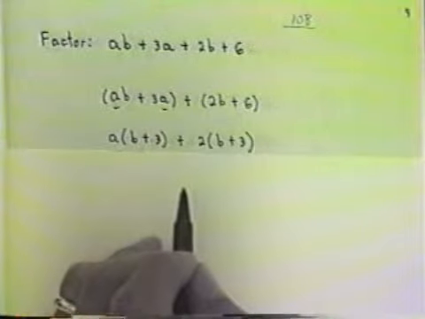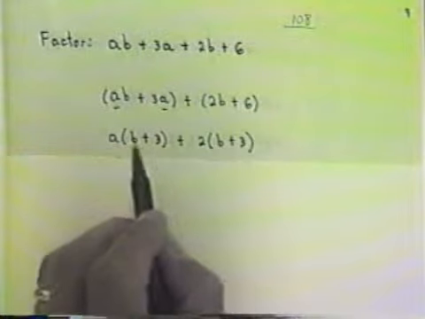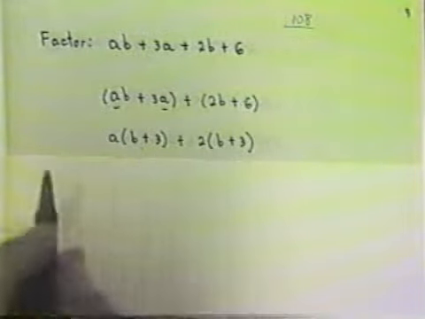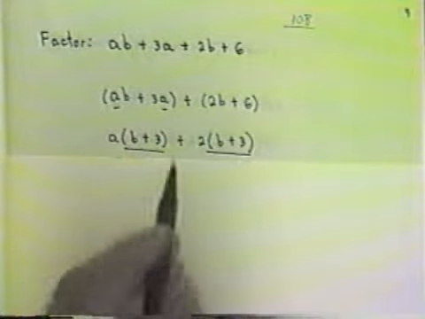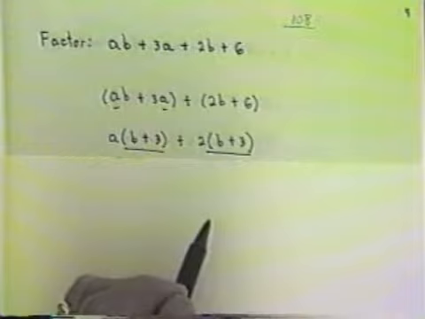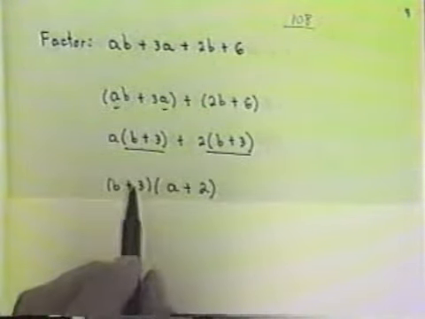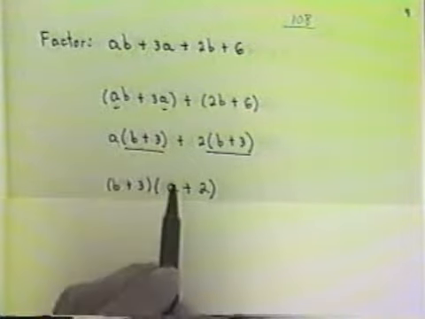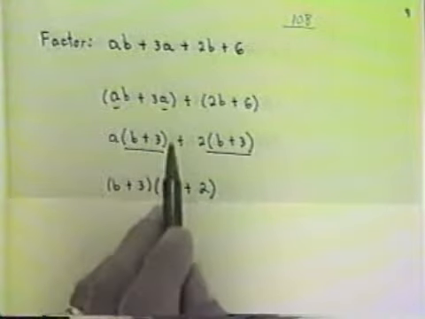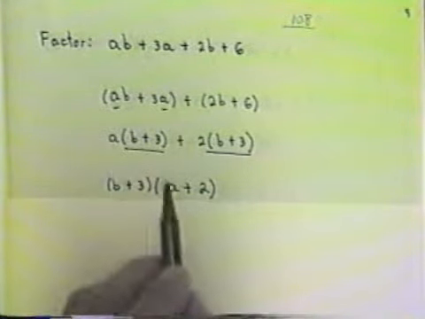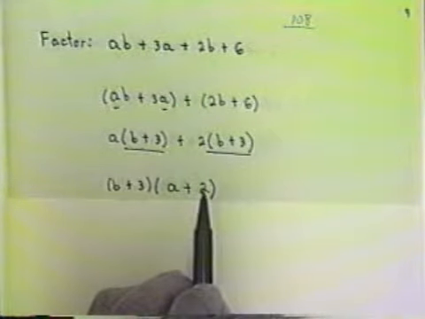Now I could not do anything as far as factoring unless I do get the same binomial factor. Notice in both cases I get b plus 3. So we have the common binomial factor of b plus 3. Therefore I can factor out the b plus 3 and be left with the a plus the 2. If I take b plus 3 out of the first term, I'm left with a. If I take b plus 3 out of the second term, I'm left with 2.